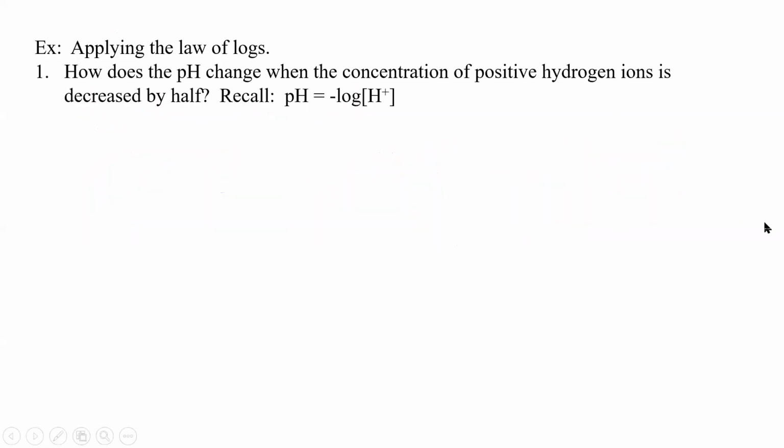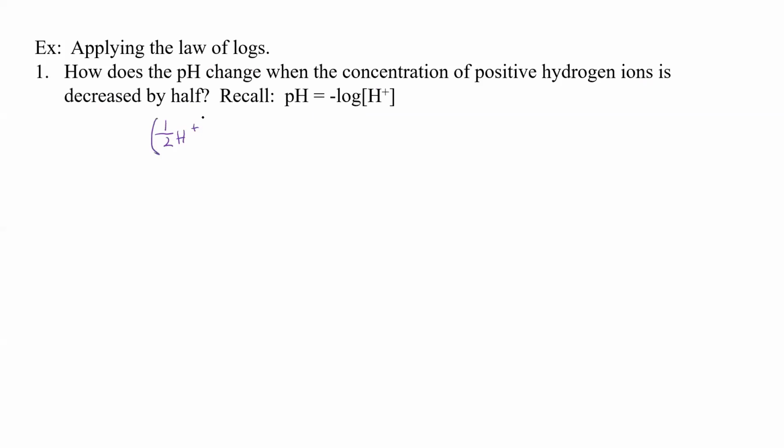All right, so we also have applications of logs. And so the first one, and probably the most famous one, is the pH equation, where pH is equal to the negative log of the hydronium ion concentration. What it asks for is, how does the pH change when the concentration of positive hydrogen ions is decreased by half? Well, if we decrease the H plus by half, that means we're going to have 1/2 of H plus. So what we need to do is take the negative log of that.